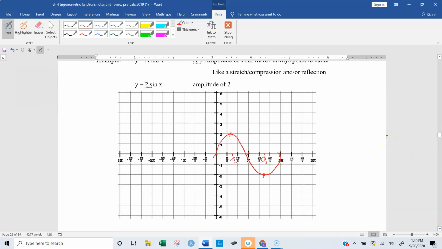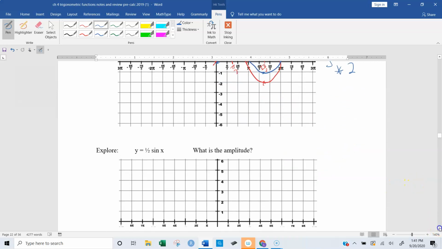Here, let's put our parent graph in there just so you can see. So your original graph would have started at 0, 0, went to 1, down to 0, down to -1, up to 0. When you do this, all you're doing is taking the y values times 2, and you got your new values. It's a stretch, or an amplitude is what they're called in sine and cosine.